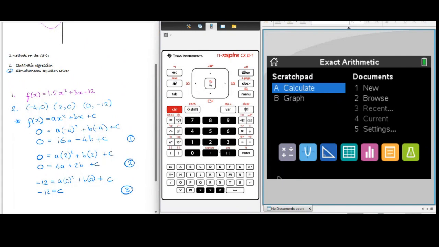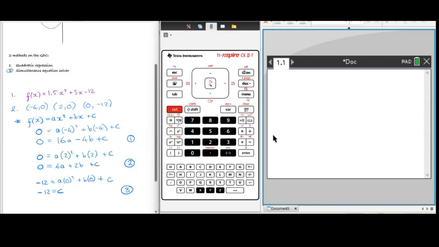So now we have three simultaneous equations set up, equation 1, equation 2, equation 3. Each equation came from substituting in one of those sets of coordinates. And I'm going to use the simultaneous equation solver on my calculator to find the values of a, b, and c. I know that we already know the value of c, but I'm going to pretend we had an equation here and we didn't know that c was -12.